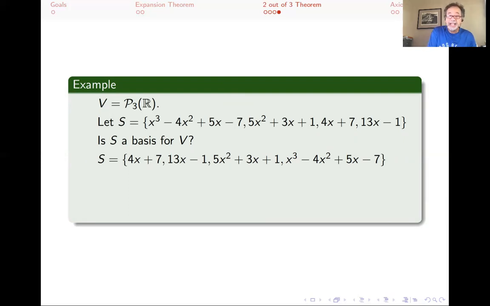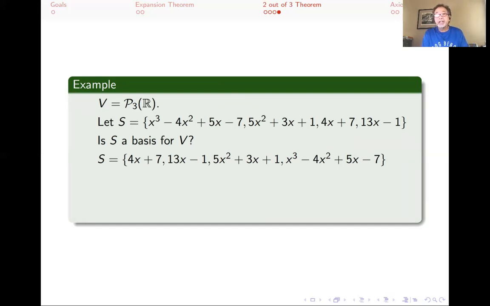Well, the first one is not the 0 vector. The second one is not a multiple of the first one. If you multiply the first one by a scalar, you're not going to get the second one. The third one is not a linear combination of the first two because it has an x squared term and those guys don't. And the fourth one is not a linear combination of the first 3 because it has an x cubed term that the first 3 do not.